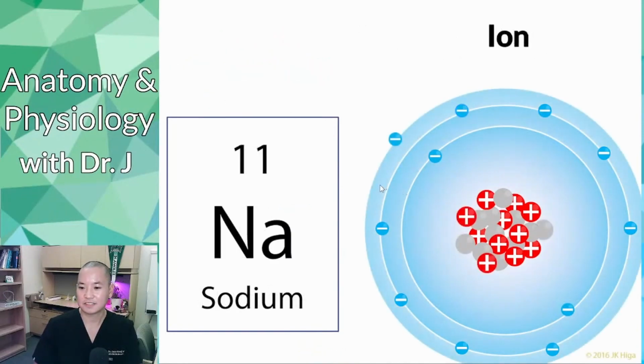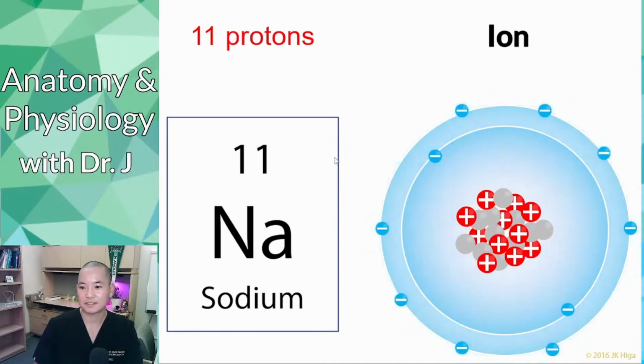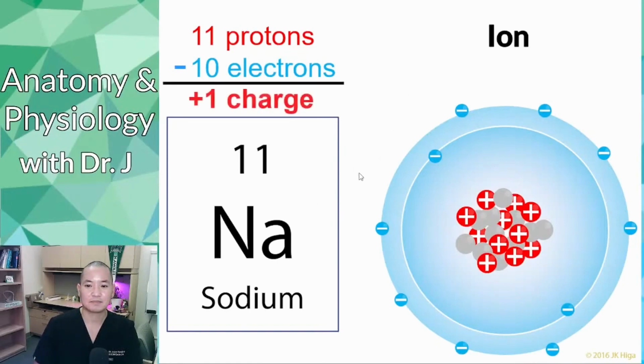Now here we have sodium. Sodium, atomic number 11, therefore 11 protons. But say we lose an electron over here. What's the new charge of this sodium ion? We have 11 protons. Protons have a positive 1 charge. Electrons have a negative 1 charge. What is the overall charge on the sodium ion? Well, 11 minus 10, it would be plus 1. That would be the charge of this sodium.